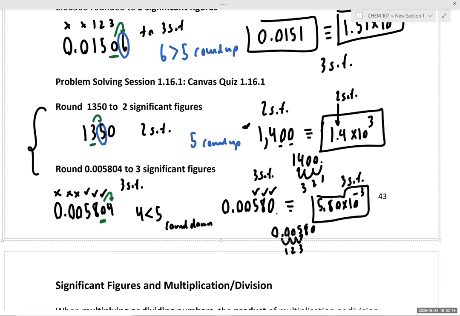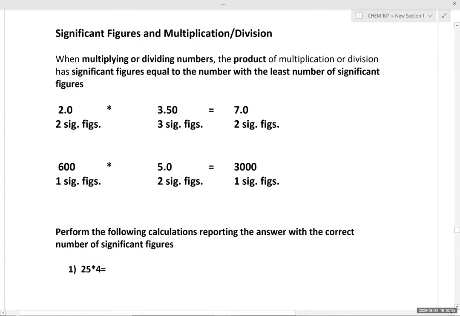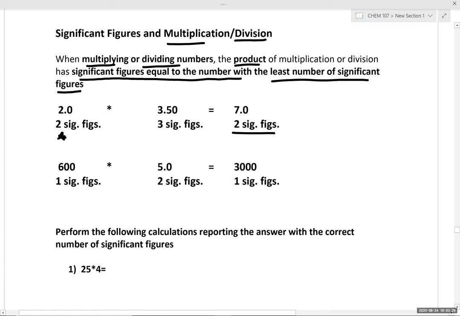Perfect. So we've talked about significant figures. We've talked about rounding. Let's now start to see how significant figures are handled when you multiply and divide numbers. So when multiplying or dividing numbers, the rule is pretty straightforward. The product, your final answer, has significant figures equal to the number with the least number of significant figures. So for example, 2.0 has two sig figs. We multiply it by 3.0, which has three sig figs. Two is the smallest number of significant figures, so our answer has two significant figures.